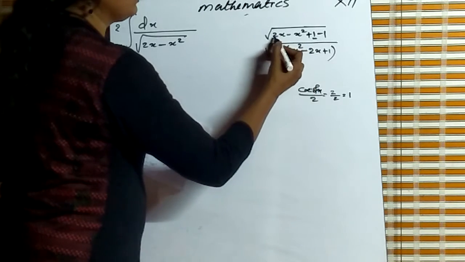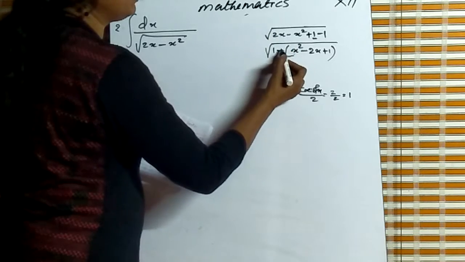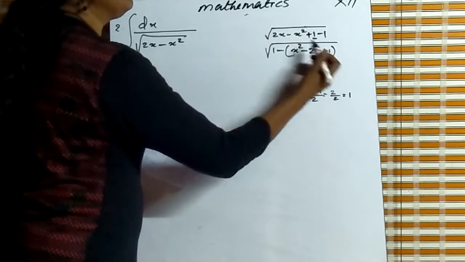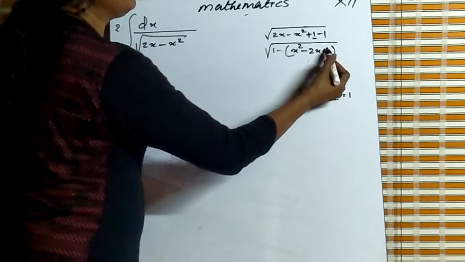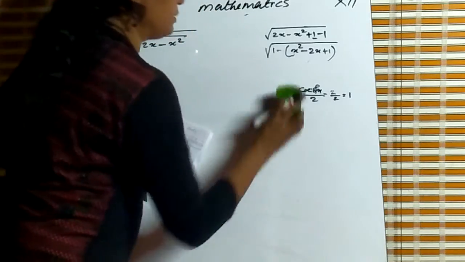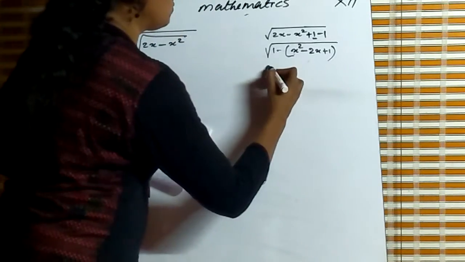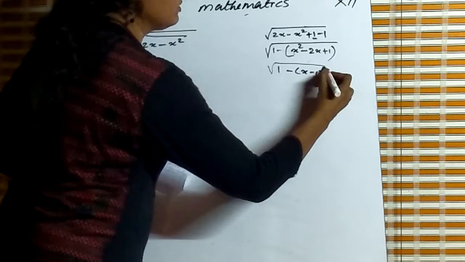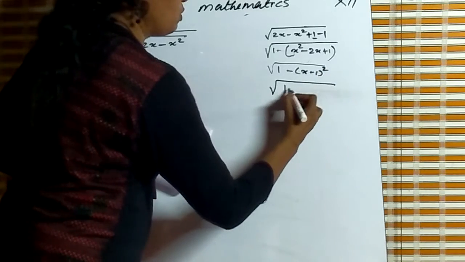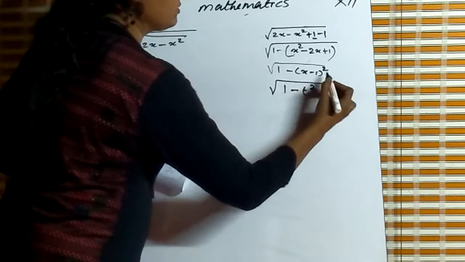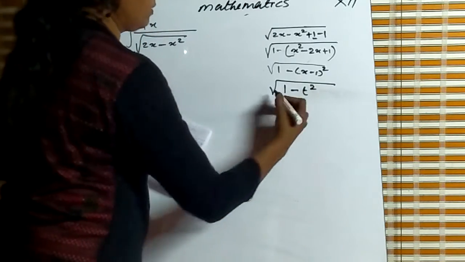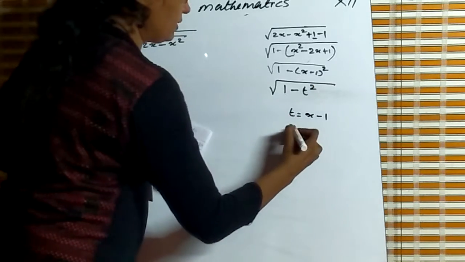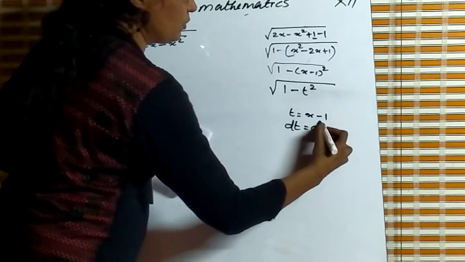First one is x square and next one is 2x. 2x is positive but the negative is taken outside, so inside the bracket this 2x is also negative. Then this minus 1, take minus outside, so here plus. So, this can be written as square root of 1 minus x minus 1 whole square, which is equal to square root of 1 minus t square, putting x minus 1 equal to t, and t is equal to x minus 1. What is dt? dt is equal to dx.